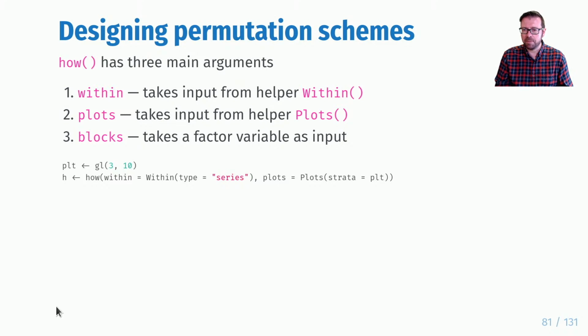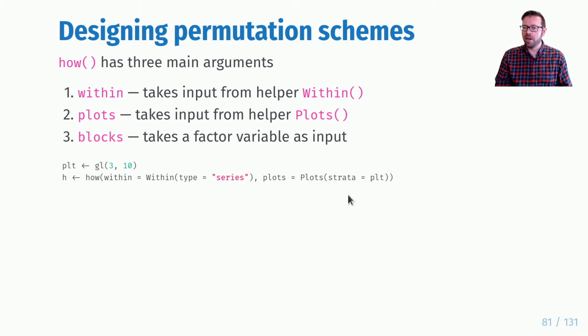So what I'm showing here is I'm just creating a factor that has 3 levels with 10 observations, and so if I wanted to permute my observations, saying that my plots are grouped, so there's 3 plots, and I want my 10 observations within each plot to be a time series, then this is how I do it. I say that the within permutation type is series, and then I have to tell it that the strata for the plots, the definition of which observations go in which plot, is held in the plot function. So plot is a factor, it has 3 levels, 10 observations per level, and that tells me which observations belong to which plot.